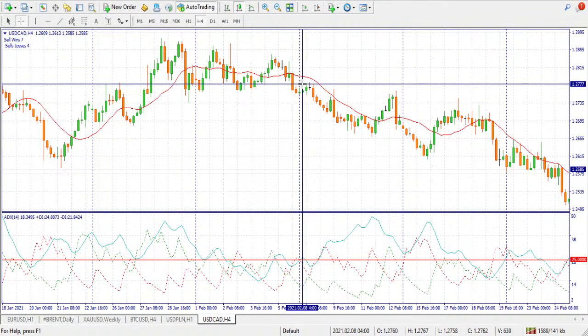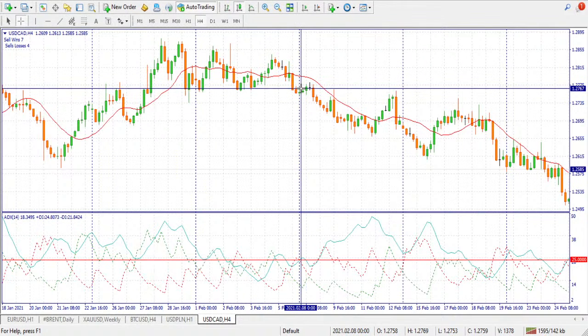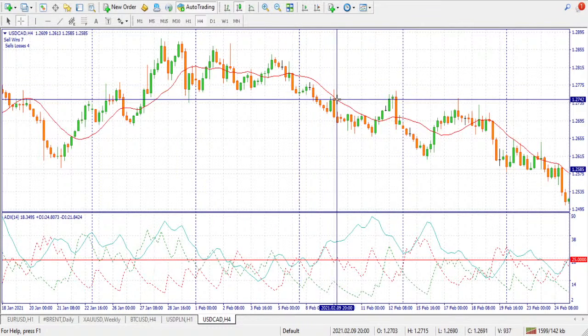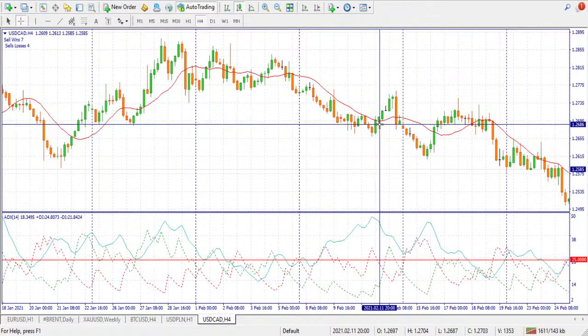If you look at this chart, this could have been the correct place to sell from. If you sell it there, keep that position open until there is a cross of the moving average. This is when to get out.